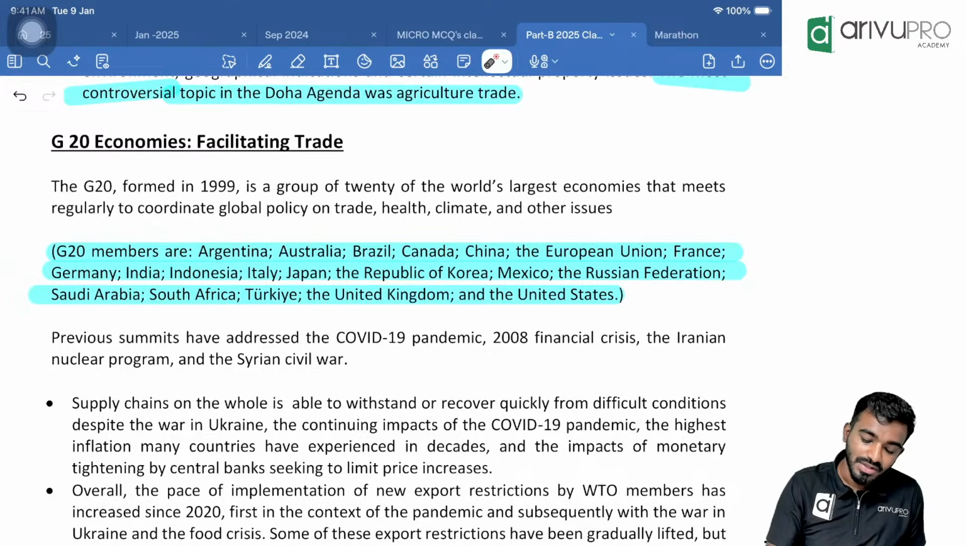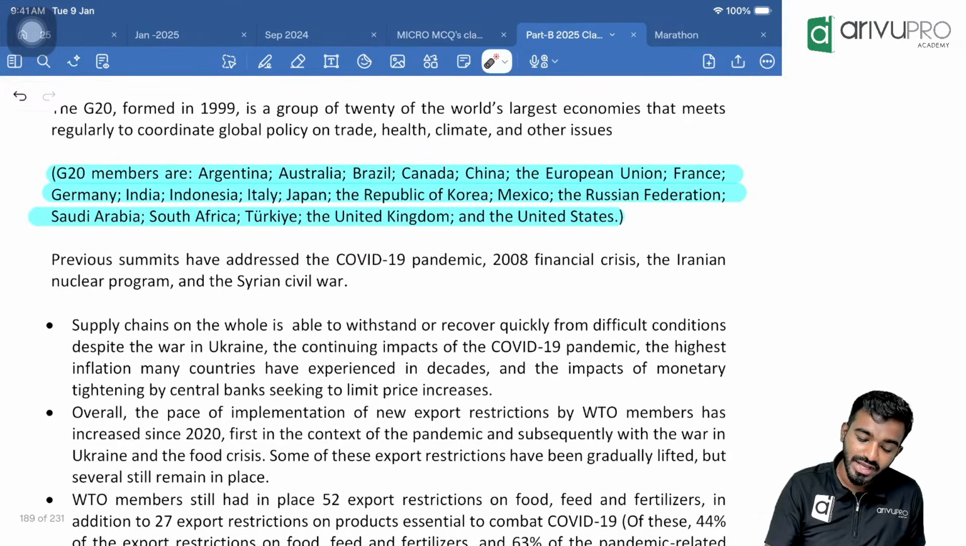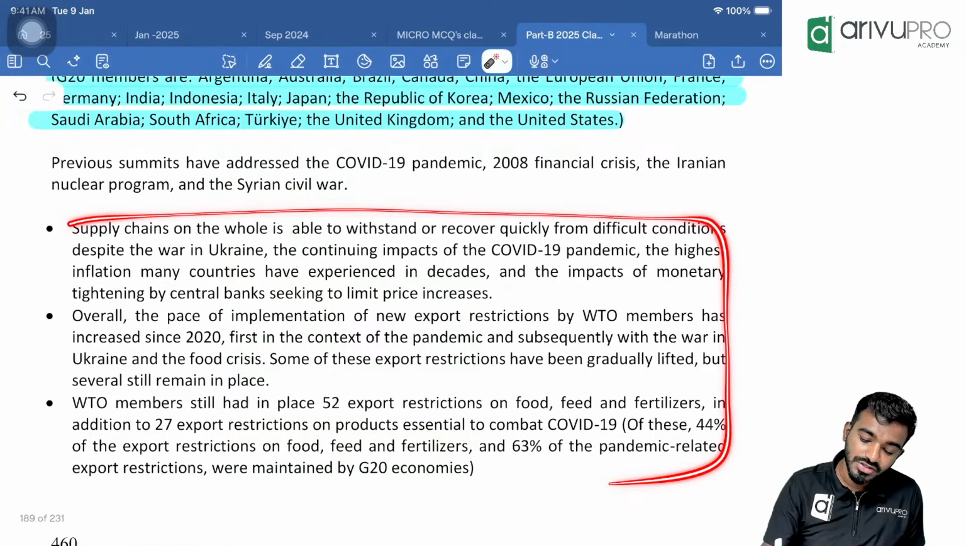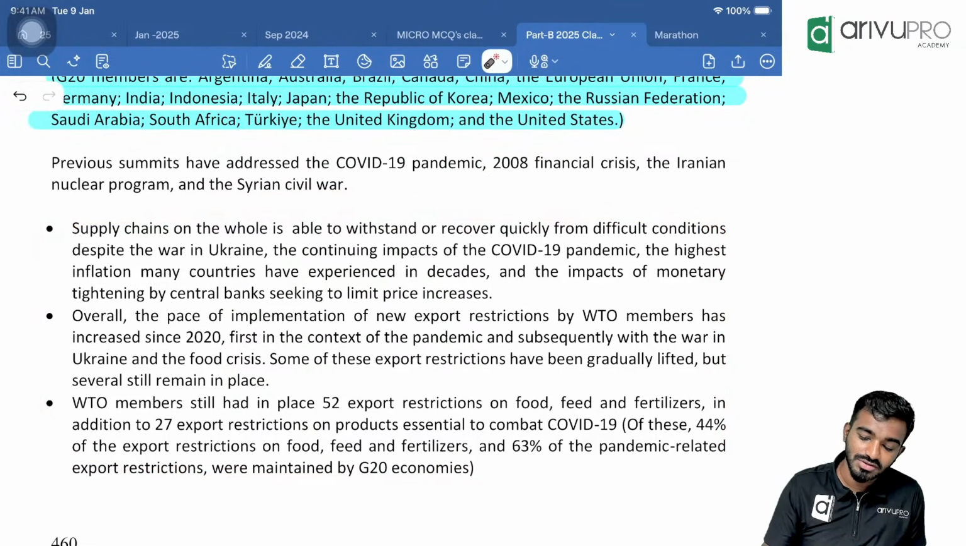These members meet whenever a crisis happens in the world, like recently COVID-19, the pandemic, and the Russia-Ukraine war. They have their own kind of restrictions, especially because of war and pandemic situations. And now because of the US and Iran war, they are meeting. They are making rules and regulations among the G20, global 20 members.